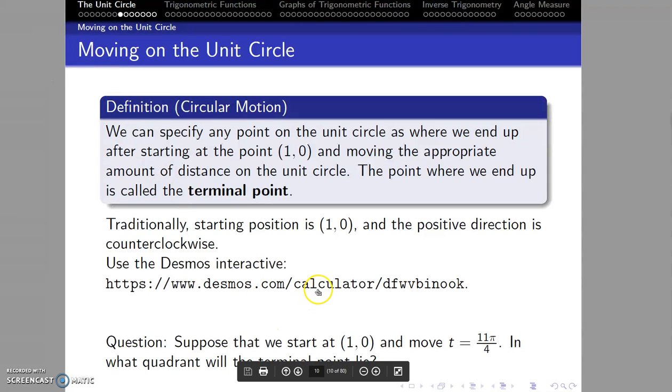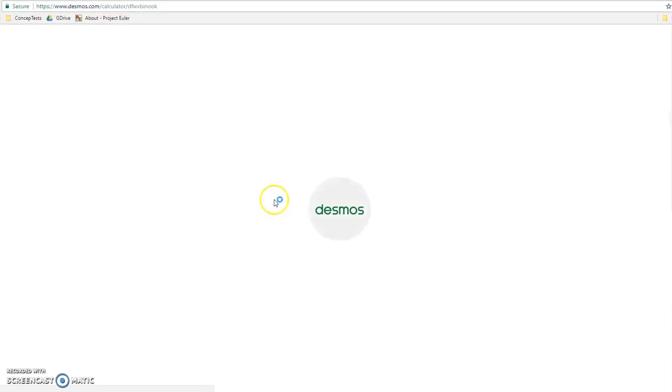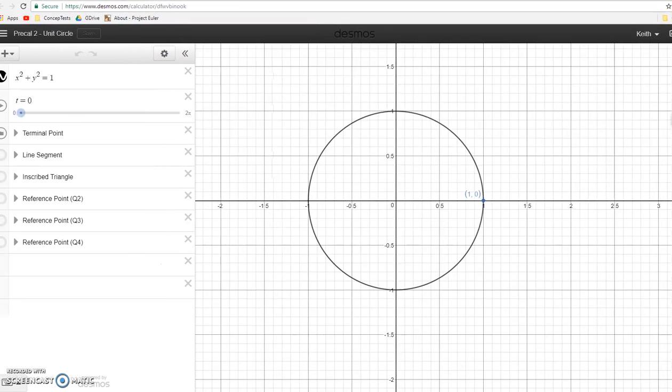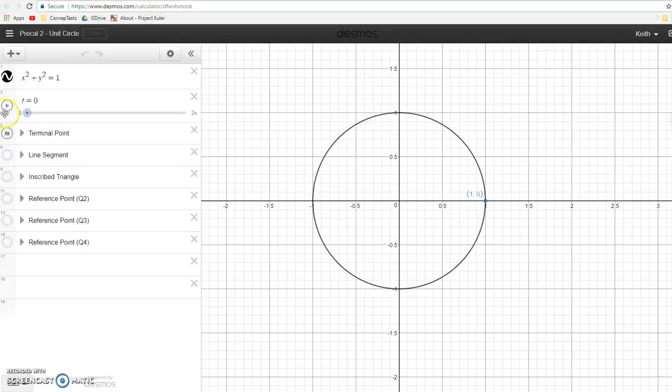Let me show you what moving on the unit circle looks like before we really get into the details. That's our unit circle on Desmos here. We have a graph with a circle of radius 1 centered at the origin. Let me scoot this in a little bit. There we go. That's my equation, x squared plus y squared equals 1, and that's all the points on it.